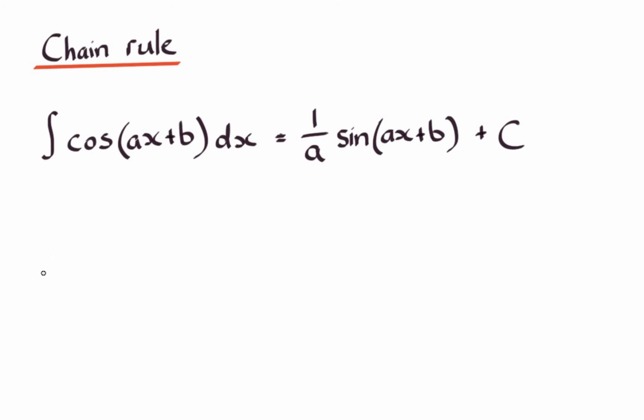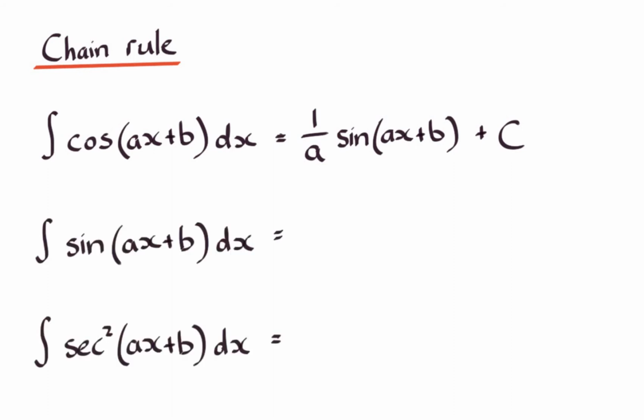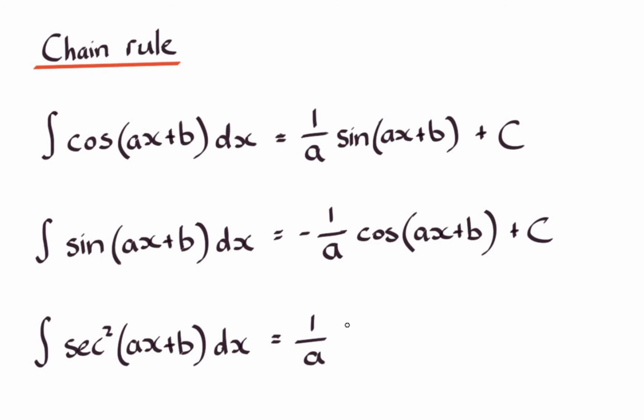So we just apply the same thinking to the other two, keeping in mind that we need a negative for when we integrate sine, but we still have that 1 on a out the front. And sec squared, when we integrate, we still get tan, but we need the 1 on a out the front.